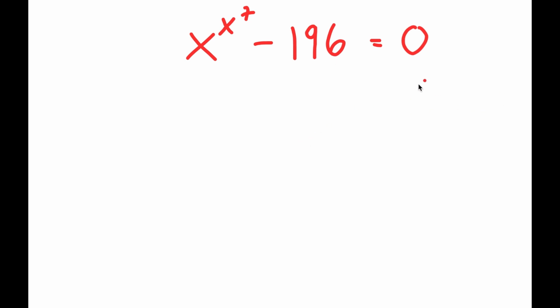Alright, so in this problem, I'm going to be solving the equation x to the power of x to the power of 7 minus 196 is equal to 0. So, at first glance, this equation might seem really challenging to solve, but it's actually not as hard as it seems. To solve this equation, we notice that my only variable is x, and it's in here twice, once as an actual term and another time as a power.